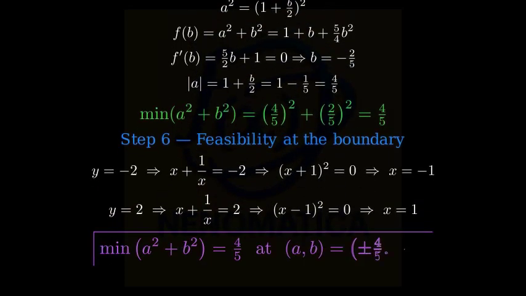Therefore, the minimum value of a squared plus b squared is 4/5. This occurs at a equals plus or minus 4/5, and b equals negative 2/5.